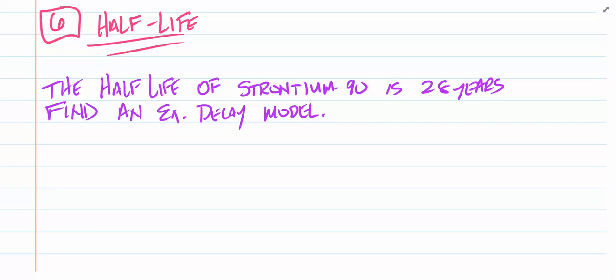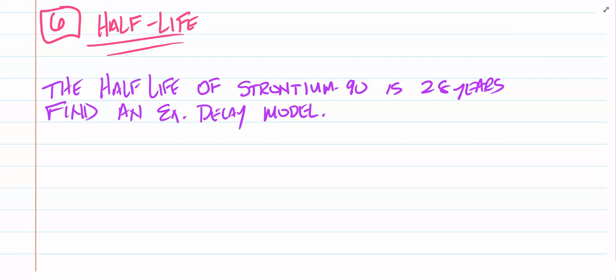Okay, so according to our book, strontium 90. Anyone know what strontium 90 is from chemistry? So strontium 90 is an element. It's a radioactive element, and it has a half-life of 28 years. So what that means is, if you start with any amount, it'll take 28 years for that amount to become half of what it is.